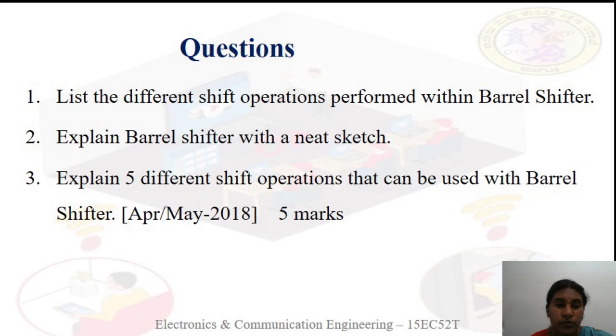5 marks means you first list out and explain each one in one sentence each. If time permits, you give one example, it is enough. So, dear students, from the barrel shifter they always ask one question: whether they ask the operation of a barrel shifter or the block diagram of a barrel shifter. So you read this thoroughly. Don't leave this. Read the barrel shifter and its shifting operations thoroughly.